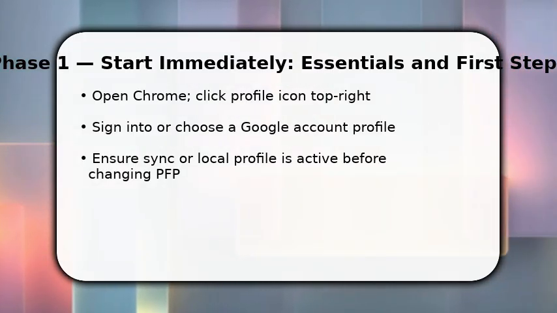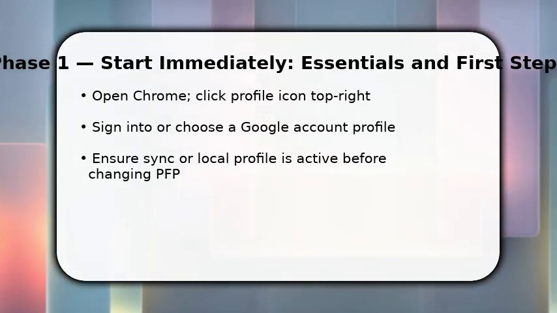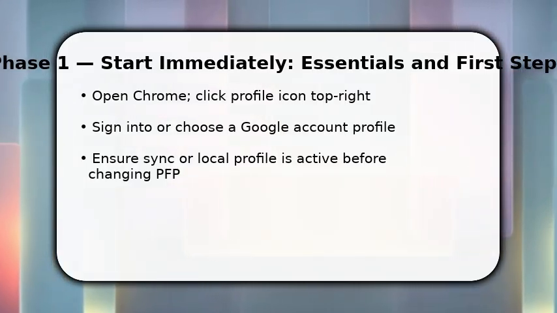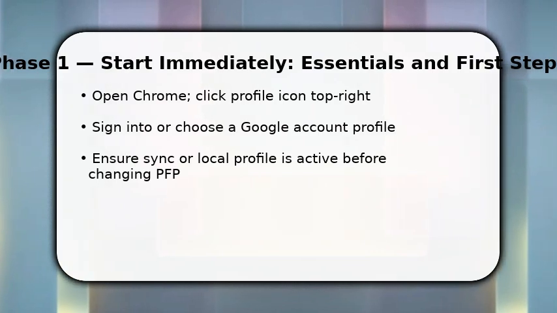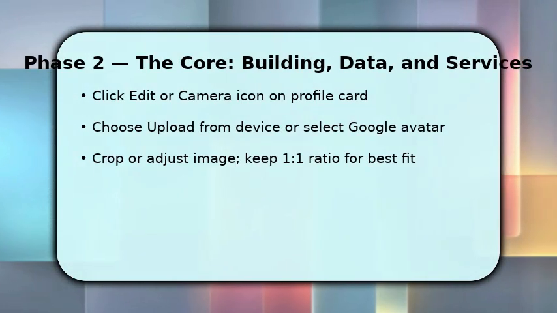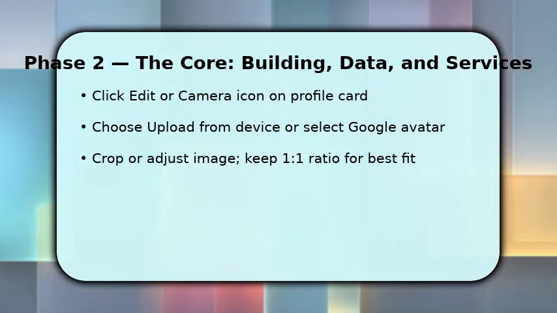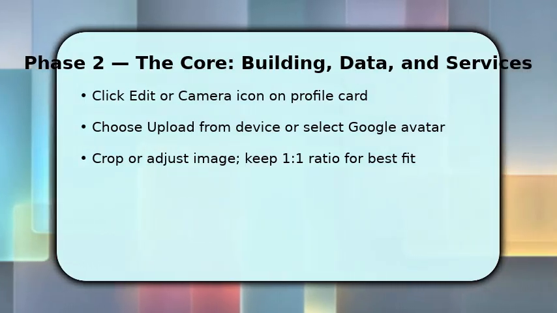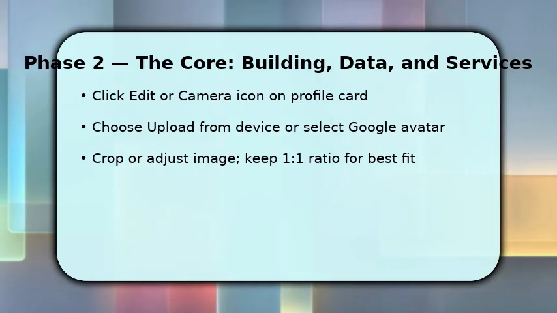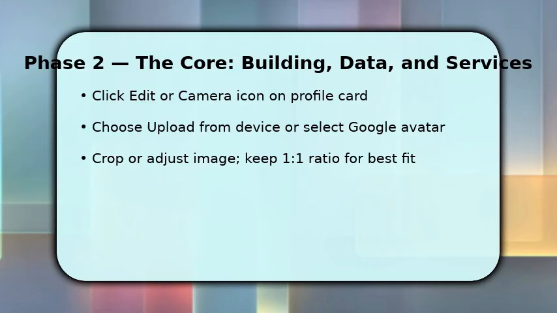Now click Manage People or the profile settings link to access profile controls. This is the first actionable step, because the PFP option. Next, click Edit or the camera icon on the profile card to open image options. You can select a stock avatar from Google or pick Upload from device to use a custom photo. Choose the latter to fully personalize.